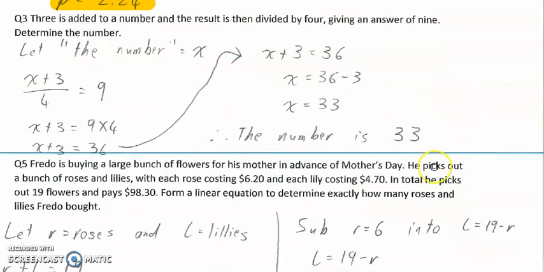So, question 3. Apologies about this blue line in the middle, guys. That was the photocopier's fault. So question 3 is saying 3 is added to a number, and the result is then divided by 4, giving an answer of 9. Determine the number.